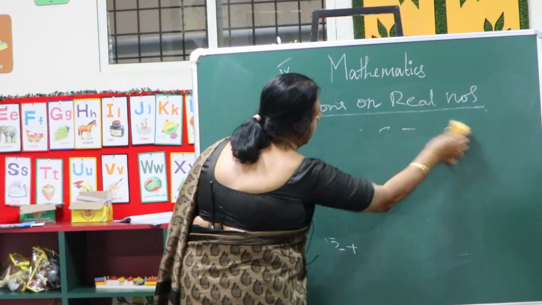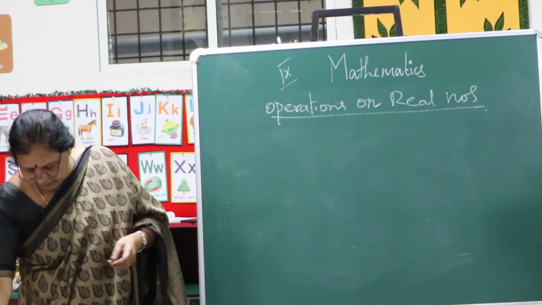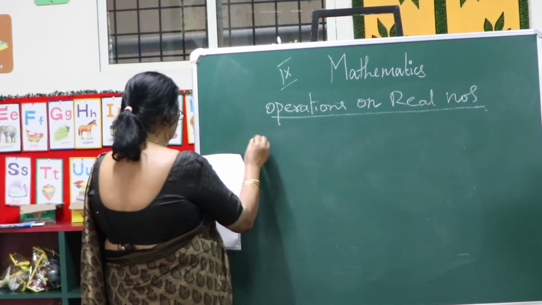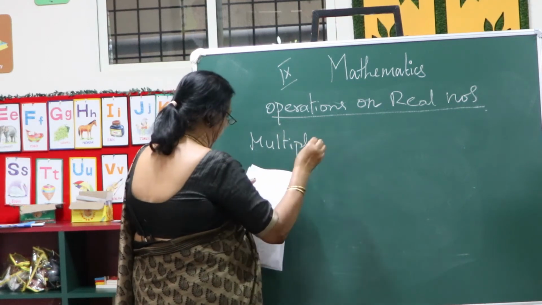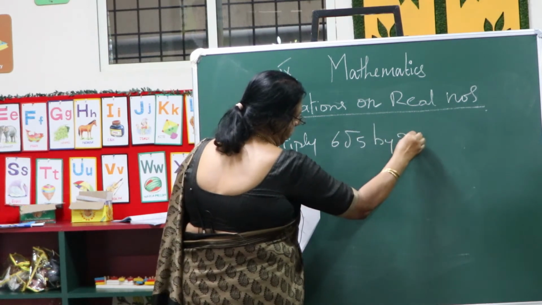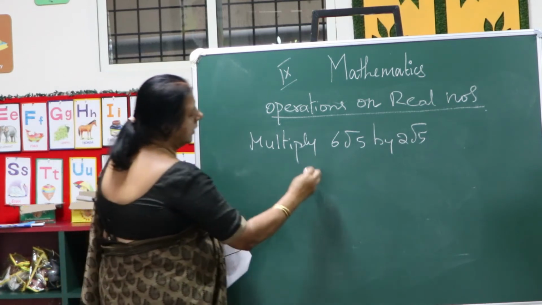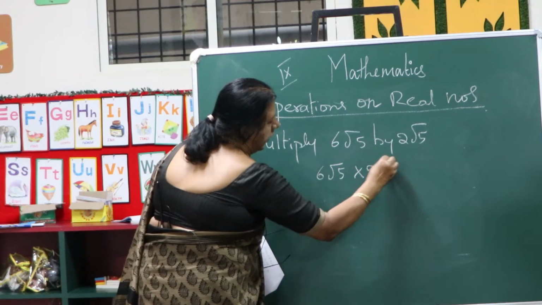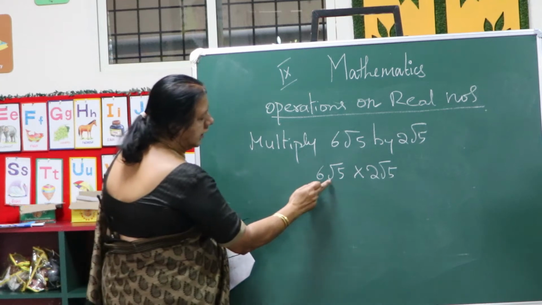In your textbook they have given example number 14. Multiply 6 root 5 by 2 root 5. How to multiply? See here, 6 root 5 into 2 root 5, multiply. How to multiply this one? See here, these are surds.